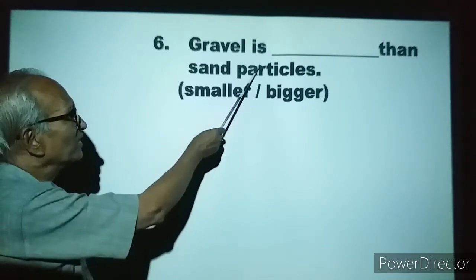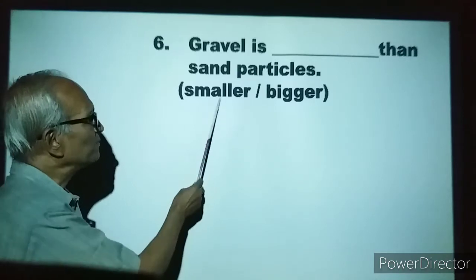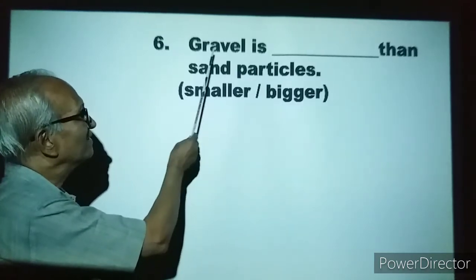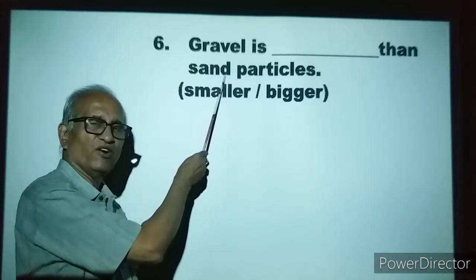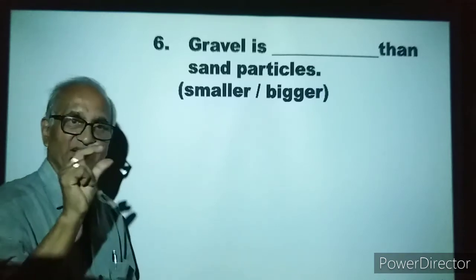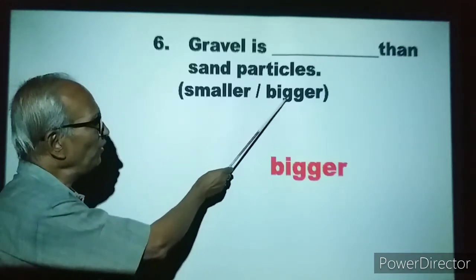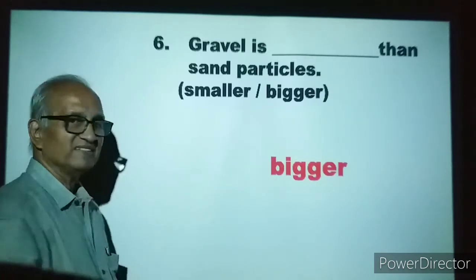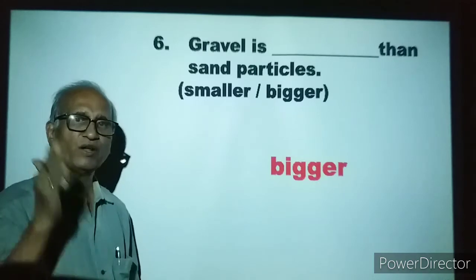Gravel is dash than sand particles. Smaller, bigger. Are they bigger than sand particles or smaller? Certainly, gravels are bigger soil particles. So, bigger is the answer. Sand has got formed because of the breaking down of gravel.